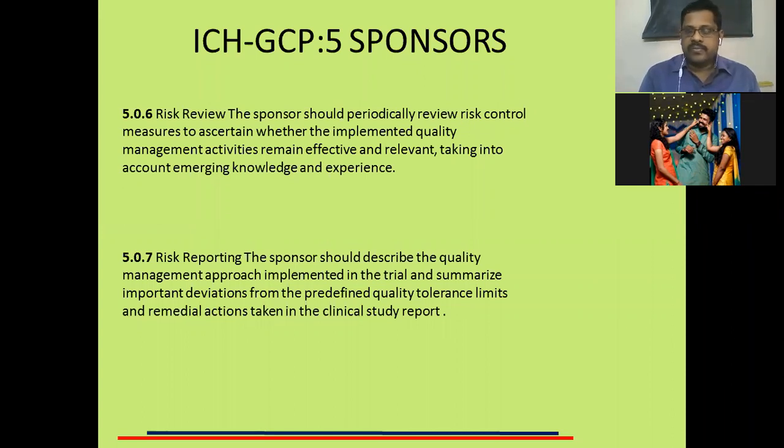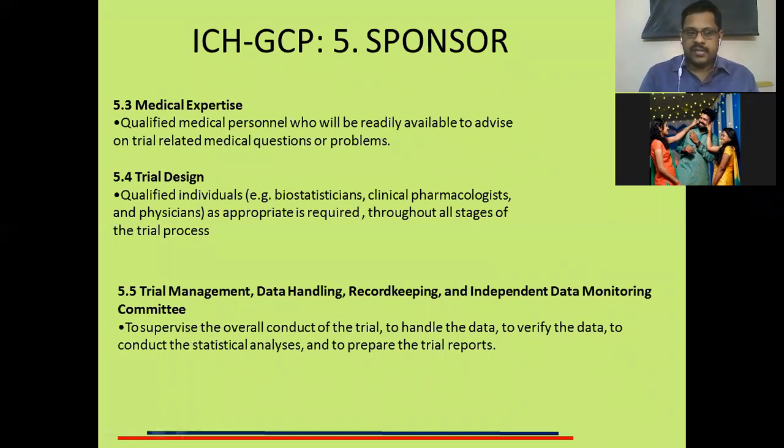Risk reporting. Beyond our control, if any adverse drug reactions are observed, any serious problem found, any death, anything occurs among the study subjects, then risk reporting. The sponsor should describe the quality management approach implemented in the trial and summarize important deviations from the predefined quality tolerance limits and why these deviations occurred. That related information is to be submitted to the regulatory authority.